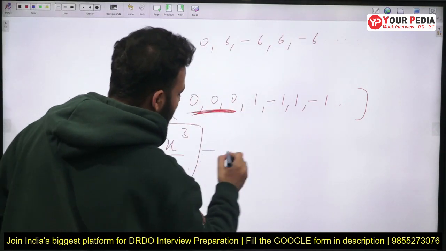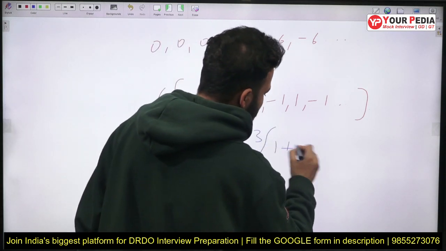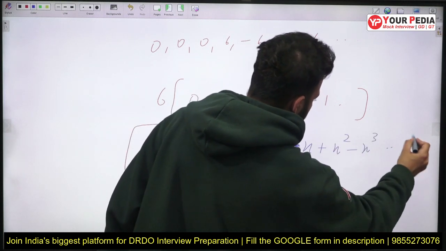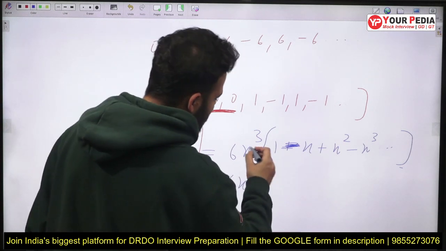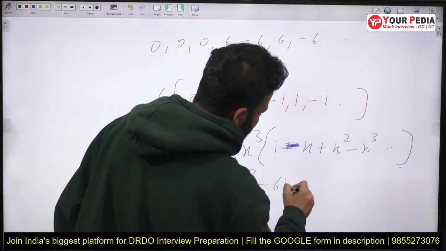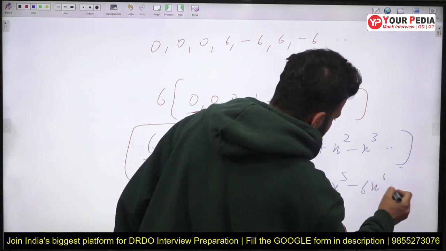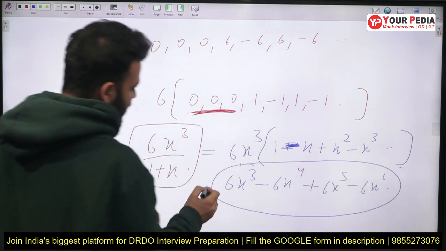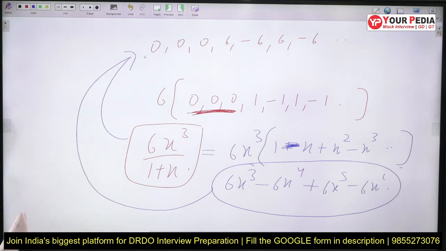And if you want to expand this further, 1 plus x is nothing but 1 plus 1 minus x plus x square minus x cube and so on. And if you multiply this, the series that you will get will be 6x cube minus 6x4 plus 6x5 minus 6x6 and so on. So this is the series and this is the generating function for this sequence. Now let's try some other question.